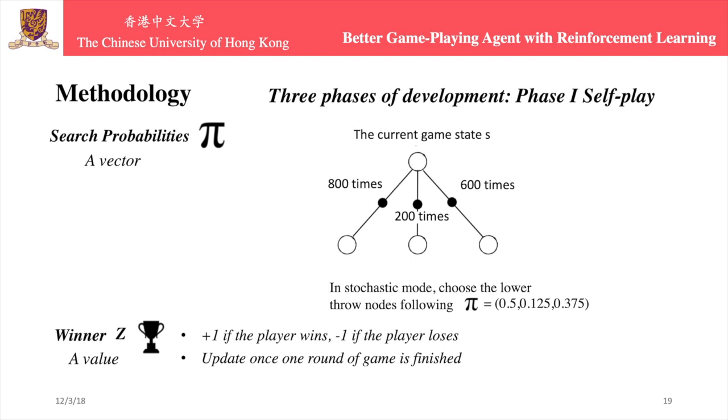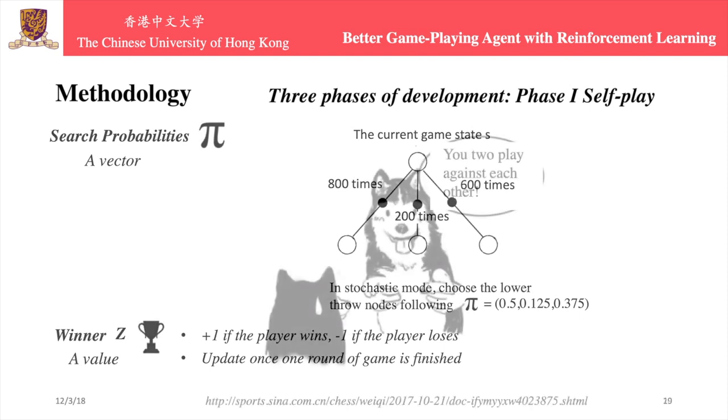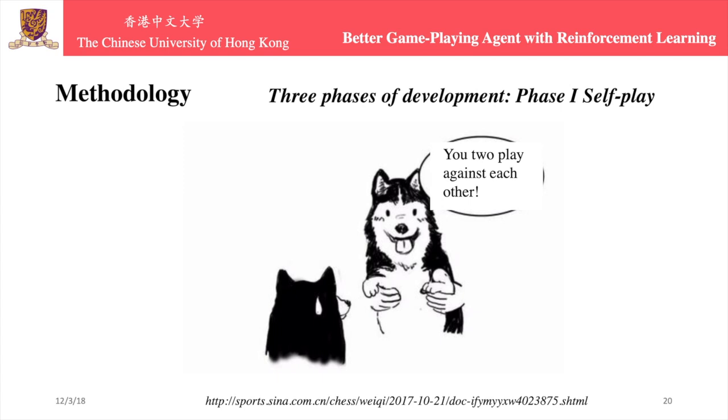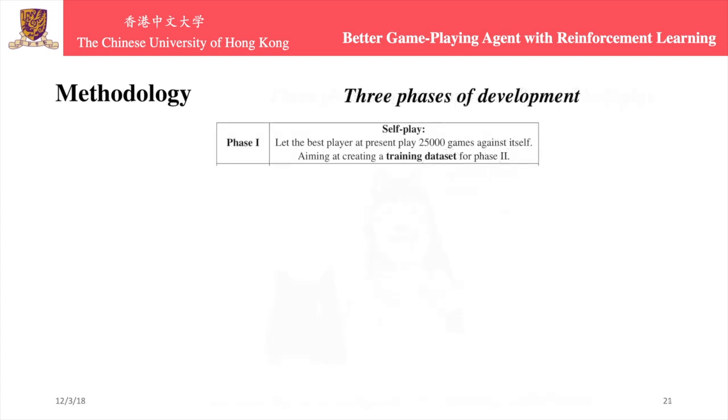And for the winner V, it's a value. If the player wins, we give +1. If the player loses, we give -1. And this value is only updated once one round of the game is finished. So we will just let 2 versions of AlphaGo Zero play to create the training dataset for the next phase.